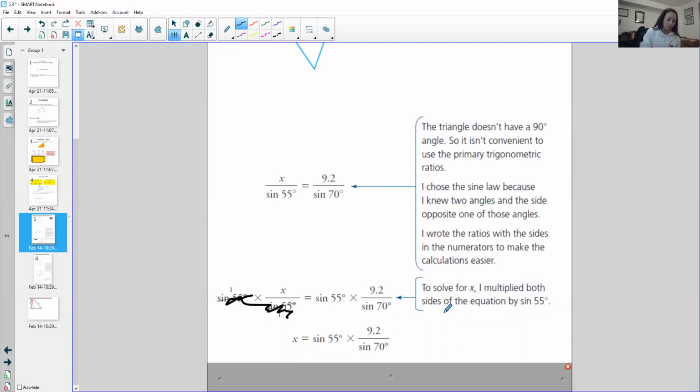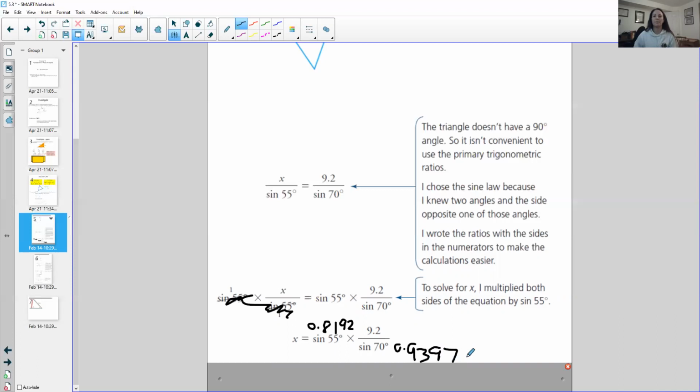Now turn each of these into a decimal, and then you can plug it into your calculator. So let's just take a look. Sine of 55 is 0.819. And if you round properly, you should get 0.8192. And then sine of 70 is 0.9396. And we'll round to 0.9397.